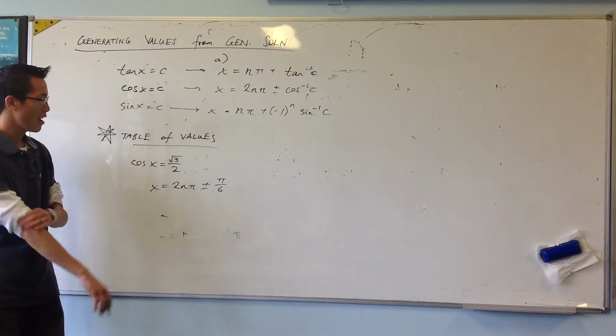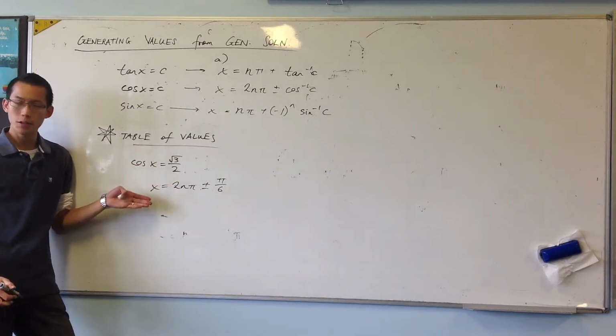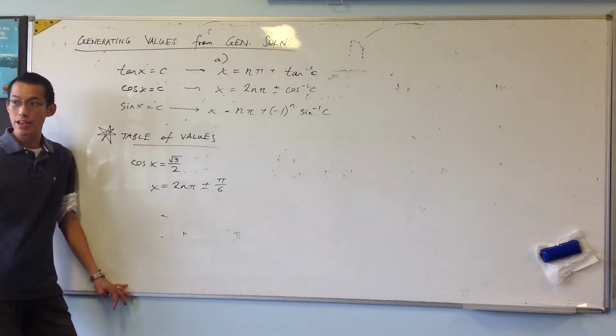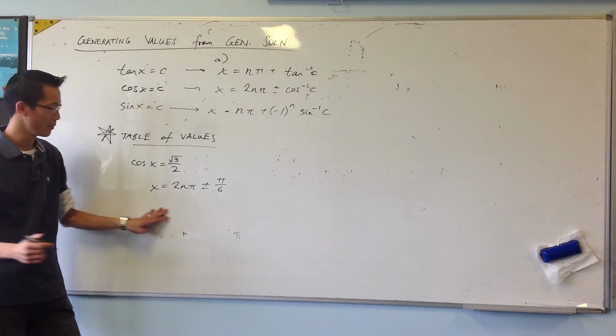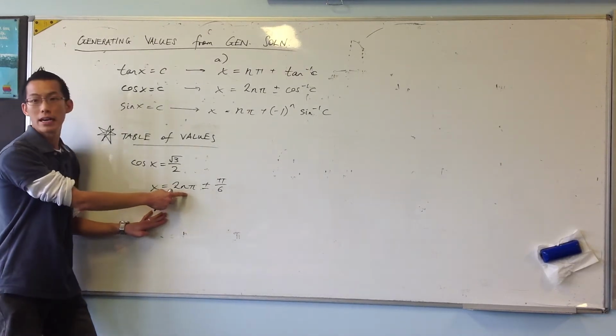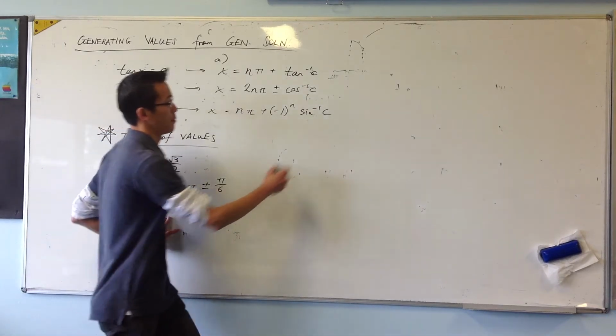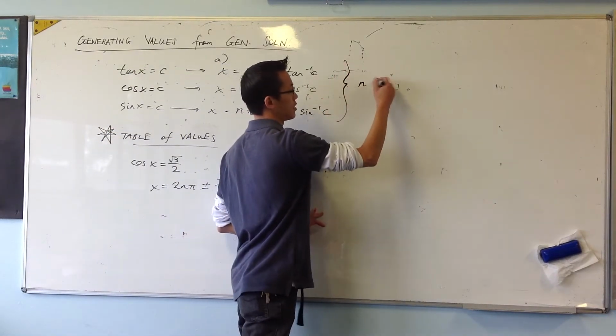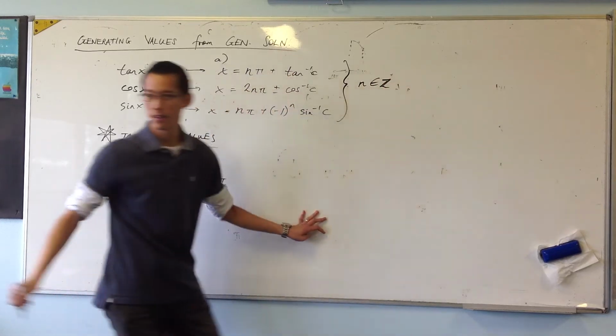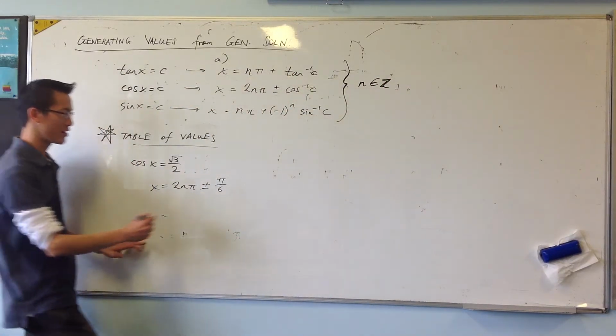So there's our part A. Now, draw yourself up a table. And in this case, it's going to have 3 columns. You'll see why 3 in a second. I'm going to have 1 column for the values of n. By the way, I was a bit sneaky and I forgot to introduce what our n was. You've got to say it's an integer.